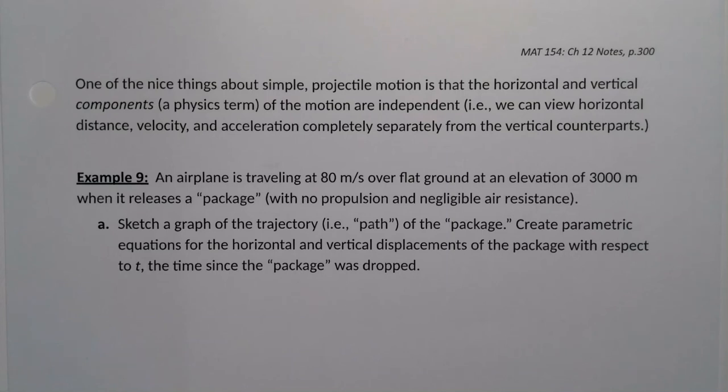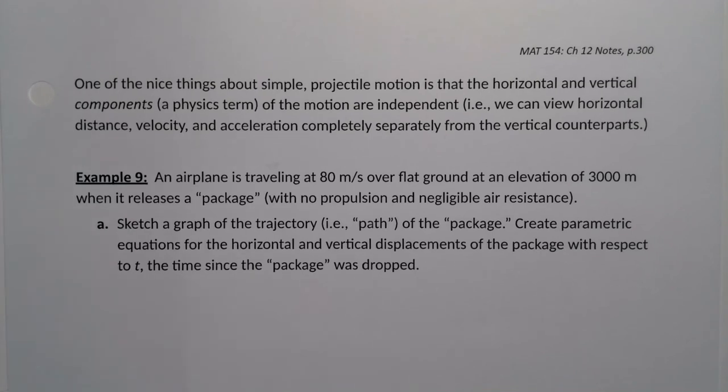One of the nice things about simple projectile motion is that the horizontal and vertical components, we'll talk about that, it's a physics term, of the motion are independent. So we can view the horizontal distance, velocity, and acceleration parts separately from the vertical counterparts, in which case we can have parametric equations for both of them.